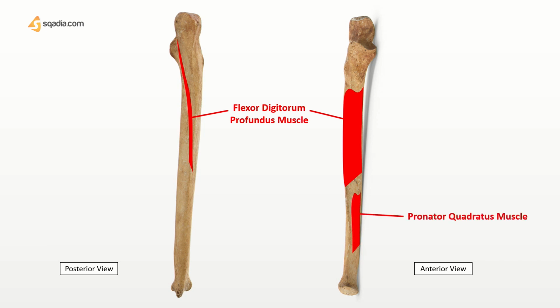Pronator quadratus is a square-shaped muscle that originates from the anterior and medial surface of the ulna. The muscle that covers the distal end of the shaft on its medial surface is the pronator quadratus muscle. Extensor carpi ulnaris muscle, if you remember, was the muscle which passes through the extensor carpi ulnaris groove at the distal part of the ulna.